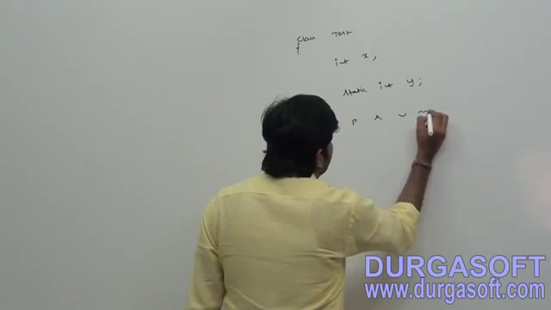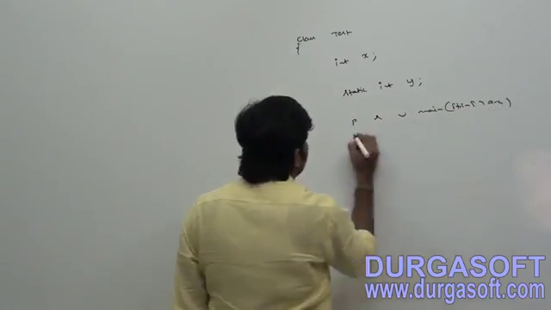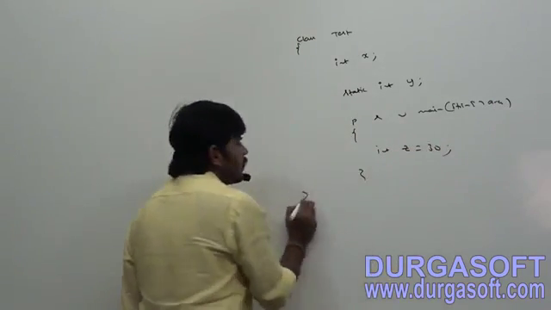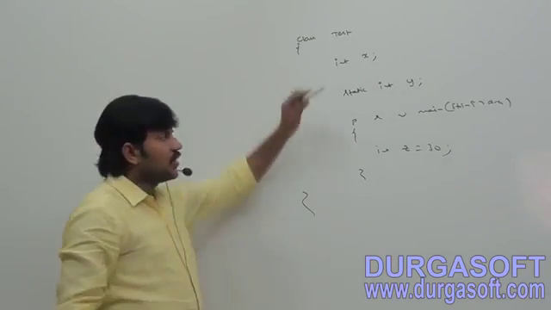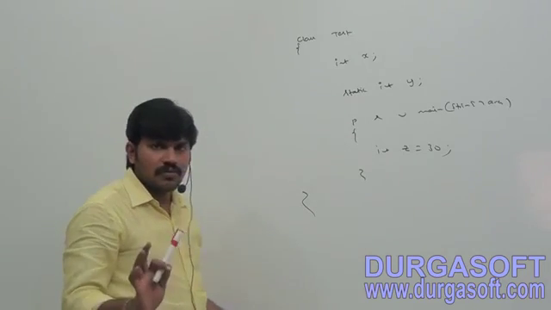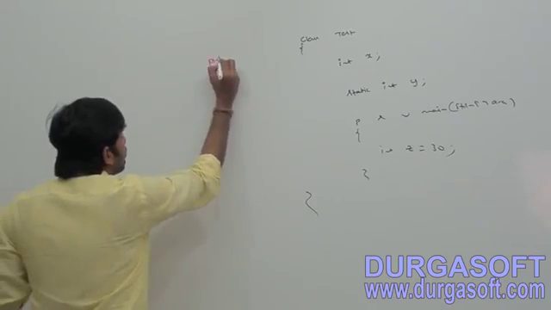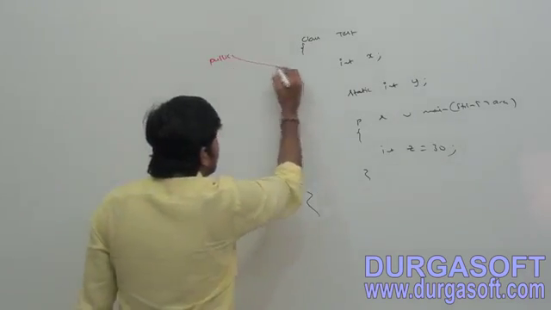Public static void main, String array args. Int z is equal to 30. What is this variable? Local variable, right? Instance variable, static variable, and the last one is a local variable, right?